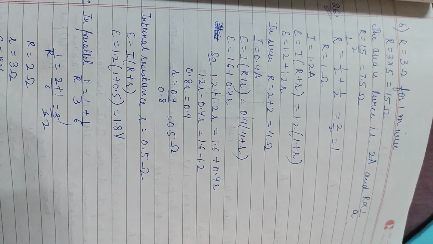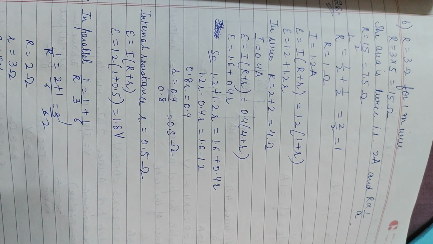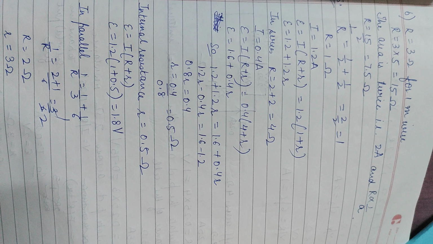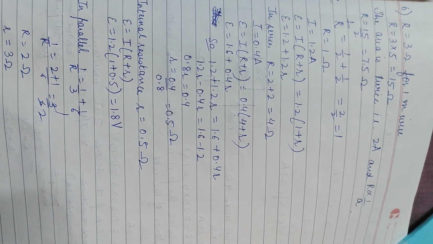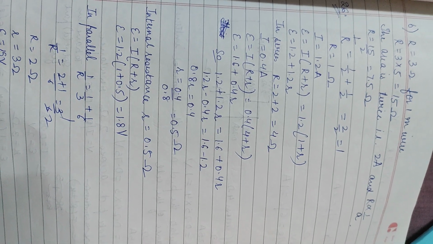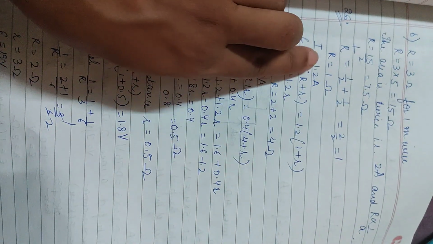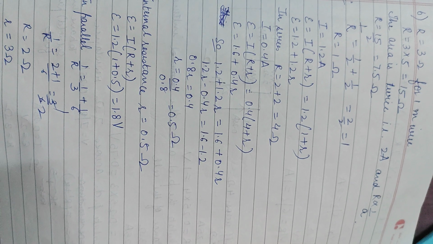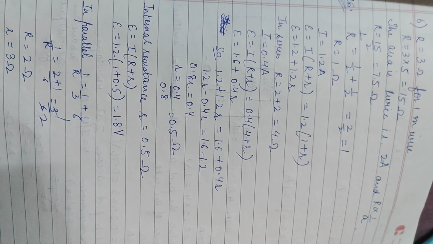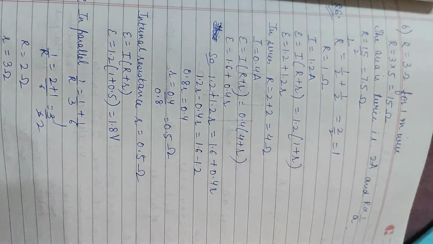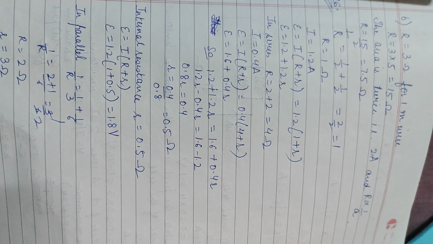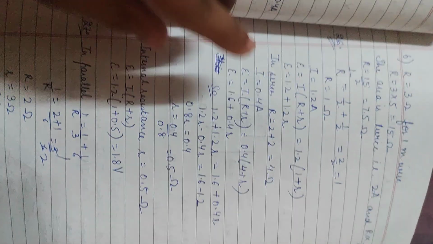26th question. A cell supplies a current of 1.2 ampere through 2 resistors, each 2 ohm, connected in parallel. ठीक है, दोनों की 2 ohm है, दोनों को connected in parallel कर दिया, तो हमारे पास total value of R आ गई 1 ohm. When the resistors are connected in series, its supply of current is 0.4 ampere. We have to calculate the internal resistance and the EMF of the cell.